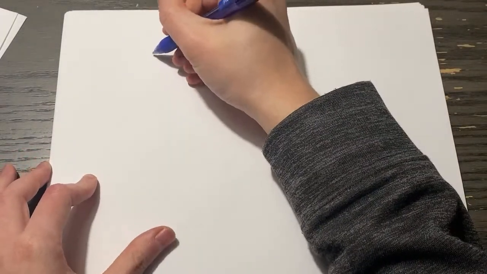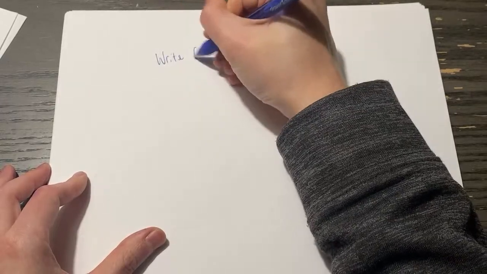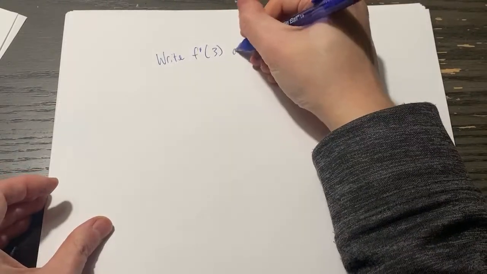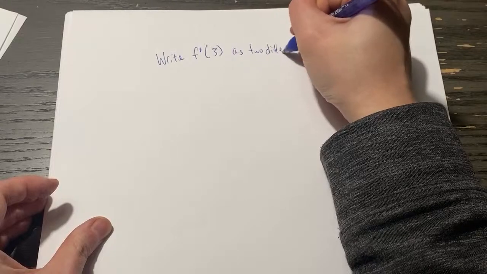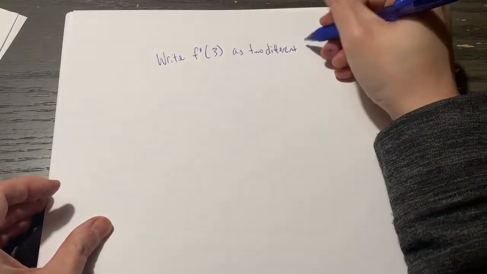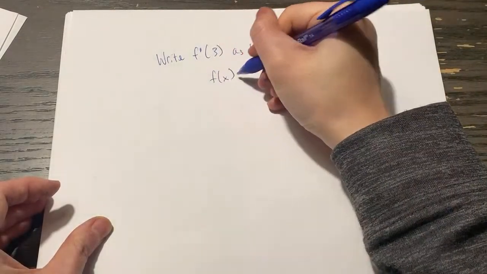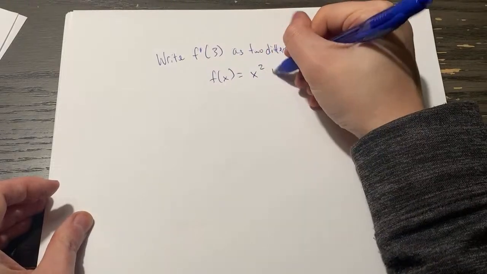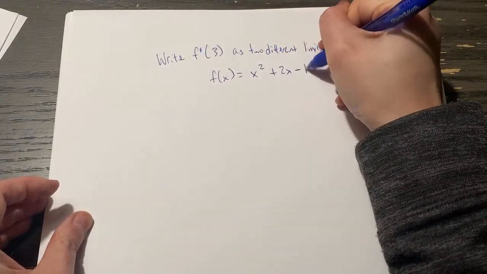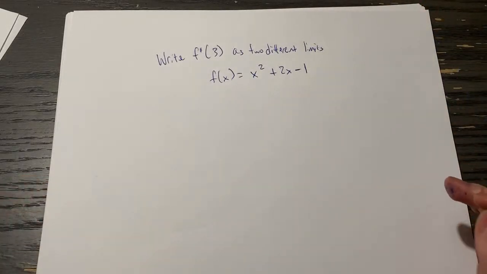So basically it's going backwards. We're going to write f prime of 3 as 2 different limits. But of course, we need a function. So let's not go too crazy. Let's have multiple x's just to make it slightly crazy. So it's x squared plus 2x minus 1. And then we are going to write this as 2 different limits.